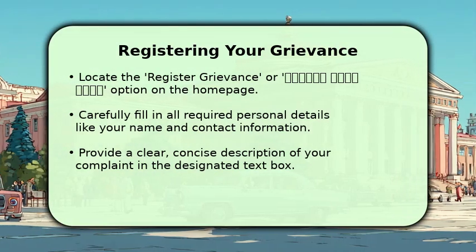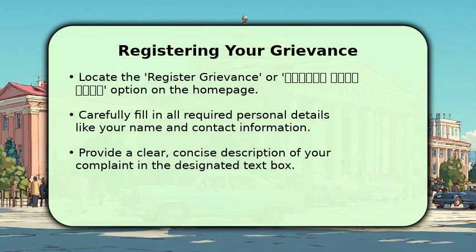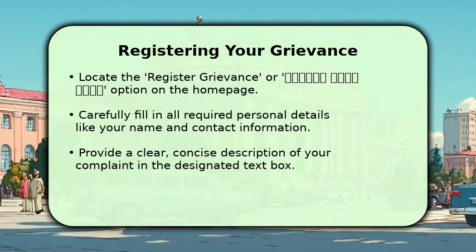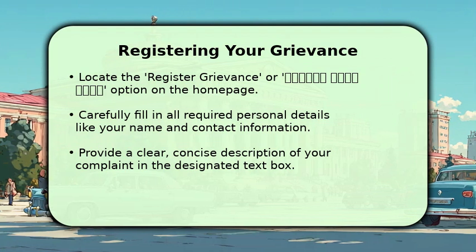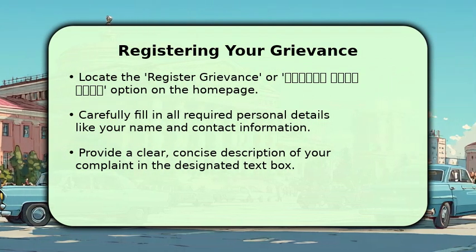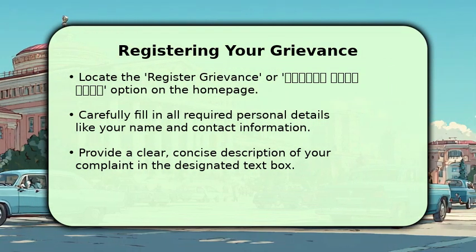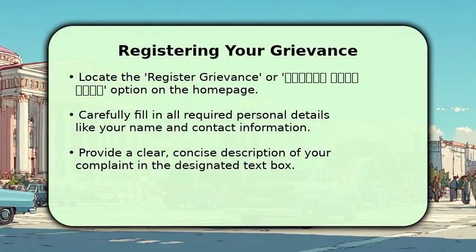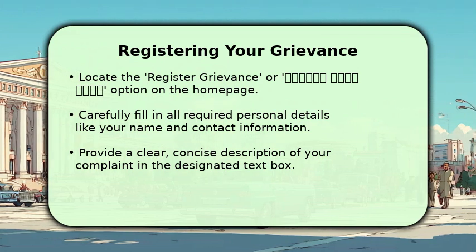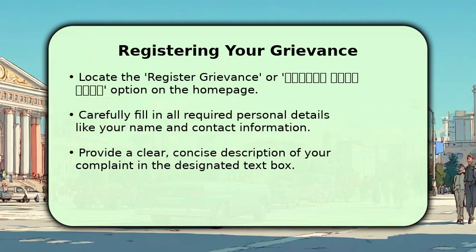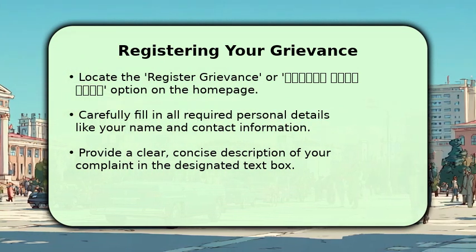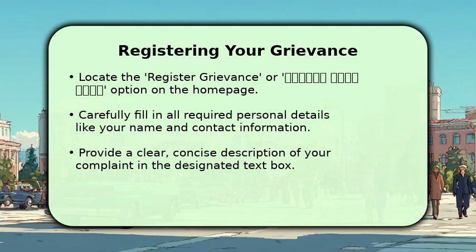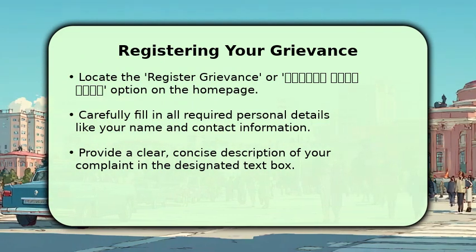Once on the home page, find the Register Grievance button, often prominently displayed or labeled in Hindi as "Yahan Shikayat Darj Karein." Click this to proceed to the complaint form. It is crucial to fill in all personal details accurately, including your full name, address, and mobile number. Next, clearly describe your complaint in the provided text area, keeping it concise and factual.